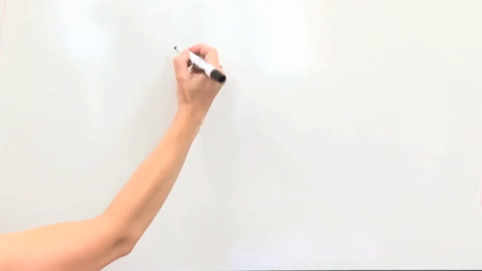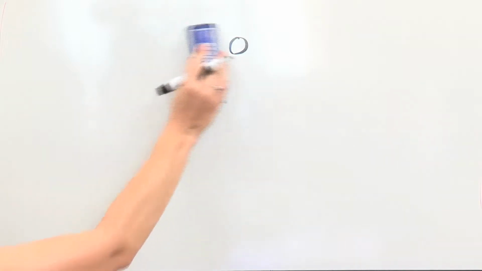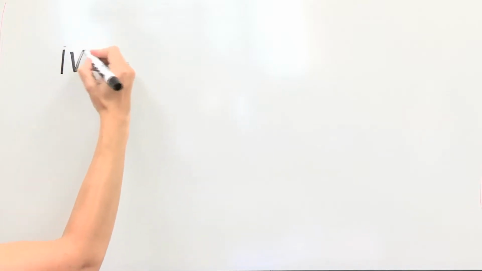Today we're going to talk about long I patterns and long O patterns. The long I, there are several ways to make the long I sound. You can have long I at the very beginning of a word, as in ivory.